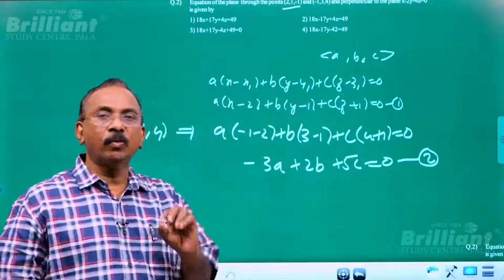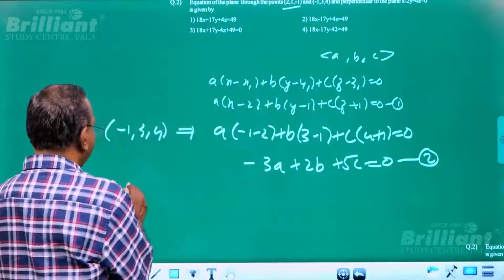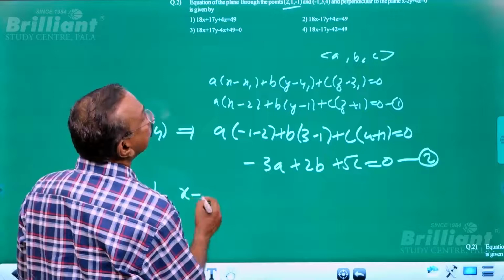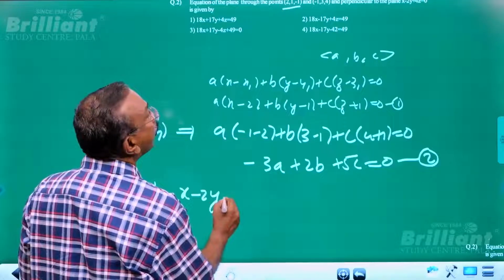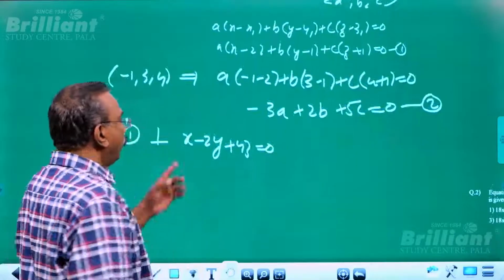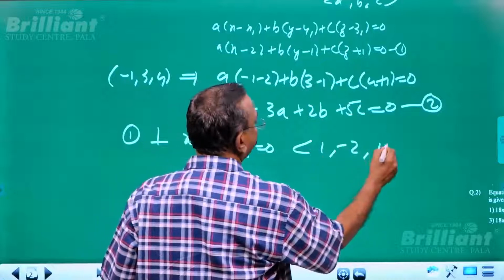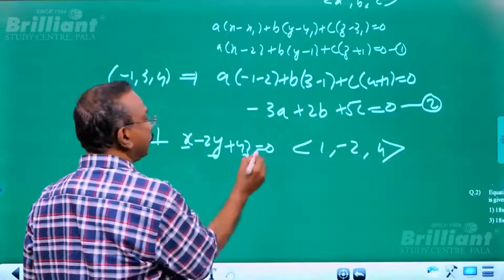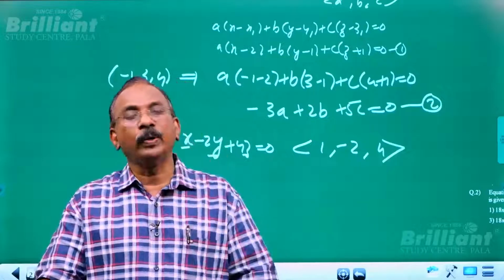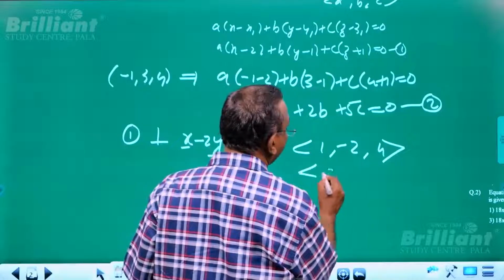You need to find one more equation because equation 1 is perpendicular to x minus 2y plus 4 is equal to 0. So you know the direction ratios of this plane are 1, minus 2, 4. The coefficients of x, y and z are the direction ratios of any plane. And from equation 1, you know A, B, C are the direction ratios of the normal of the required plane.